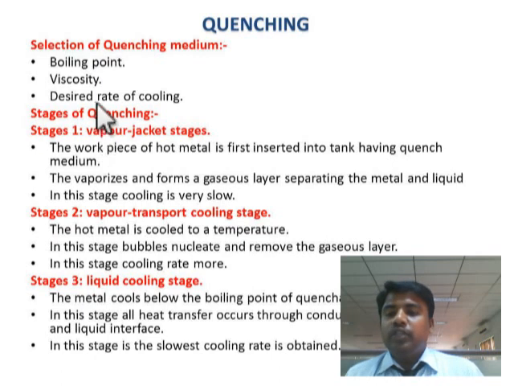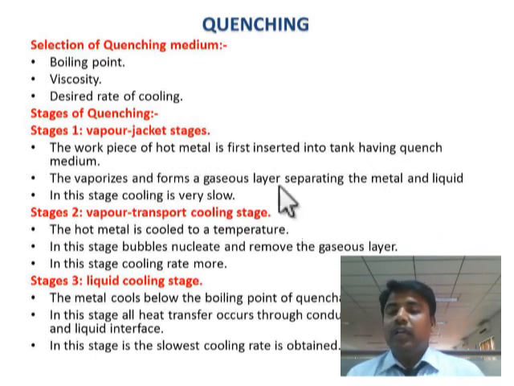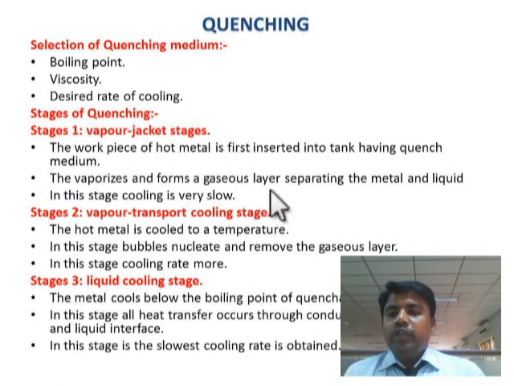The quenching medium has three stages: vapor jacket stage, vapor transport cooling stage, and liquid cooling stage. In the vapor jacket stage, when you put the metal inside a quenching medium, a gas surrounds your metal. That gas, that vapor, surrounds your metal as a vapor jacket. Just as an example, when you drop a high temperature metal into water, you can see a gas or vapor surrounding the component. We call that the vapor jacket stage. Here the cooling rate is very low.